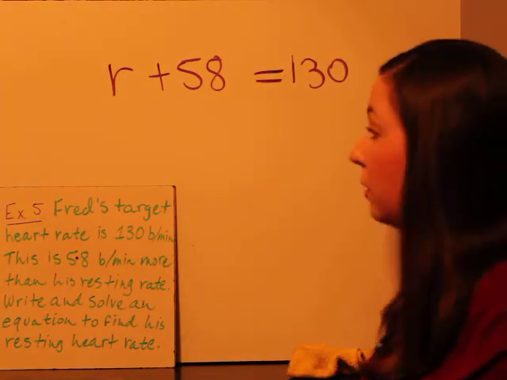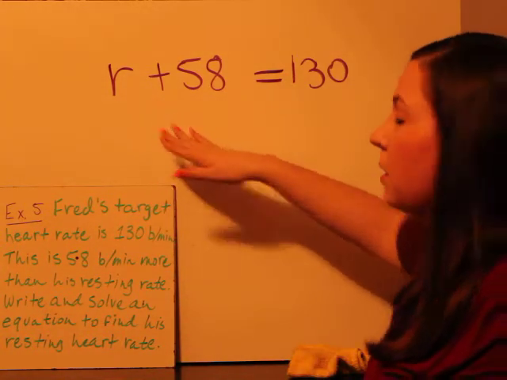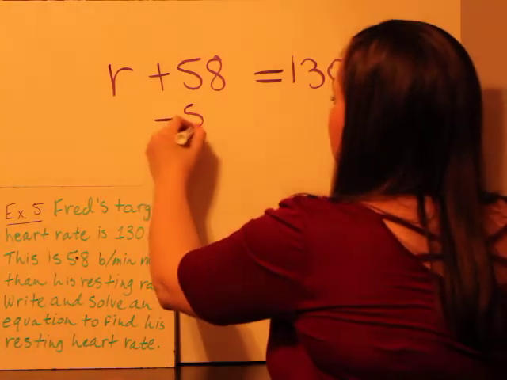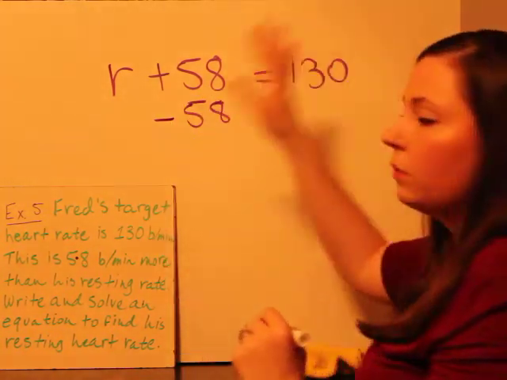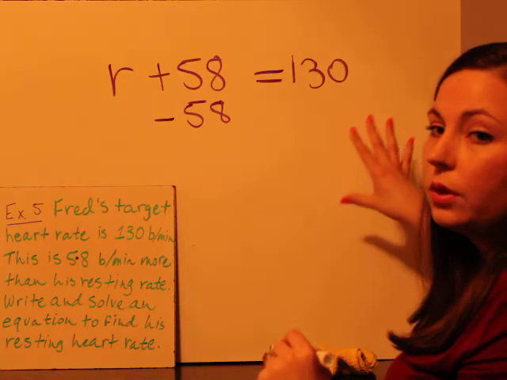So now we're going to solve it. To get rid of adding 58, we're going to subtract 58. And again, what you do for one side, you have to do for the other side.